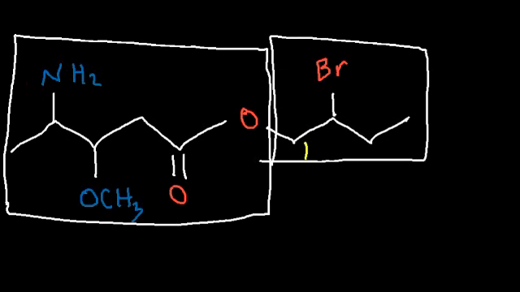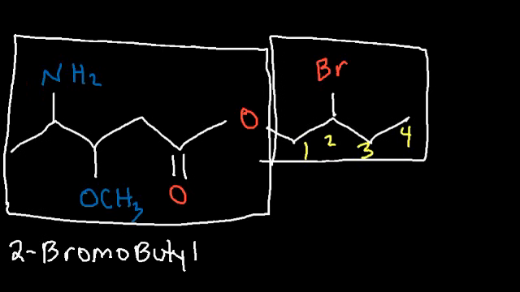So let's count the longest chain for the right side. It's 4 carbons, and we have a bromo group on carbon 2. So we're going to say it's 2-bromo, and instead of saying butane, it's going to be butyl for the 4 carbons. So we're done with the first part of the molecule. Now let's move on to the second part. So let's count the longest chain. 1, 2, 3, 4, 5. So we have an ester with 5 carbons. So 5 is pentane, but instead of saying pentane, we're going to say pentanoate.